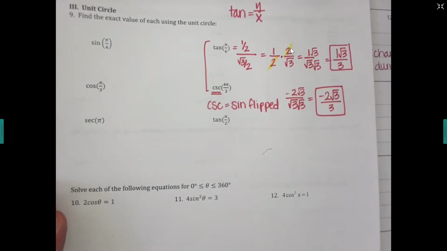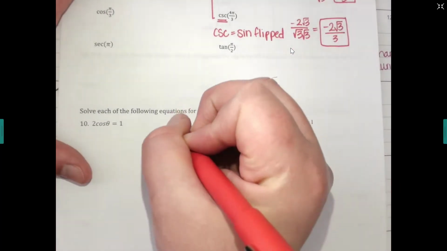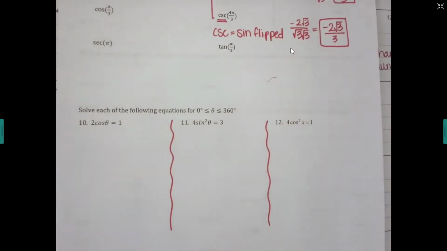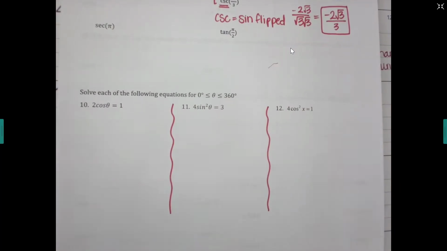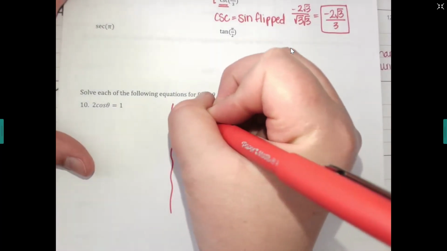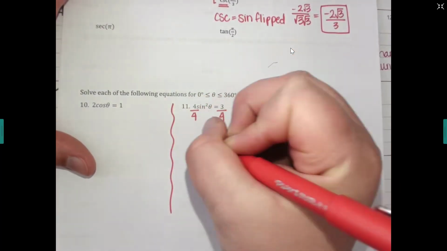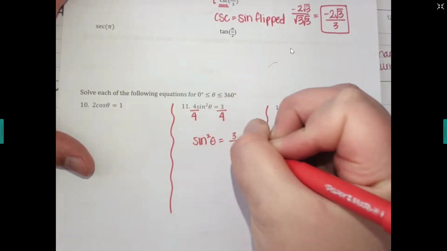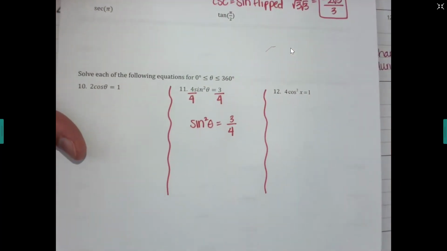All right, let's do one of these off the bottom row. Let's do number 11. What do you think we should do first on number 11? We're trying to get the sine theta by itself. Divide by 4 is a great start. So I have sine squared theta equals 3/4. Next we want to get rid of that squared. How do we do it?